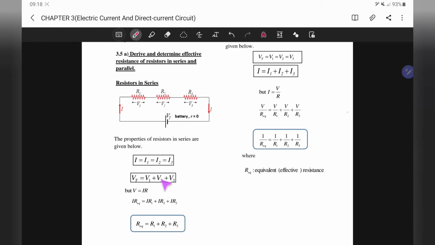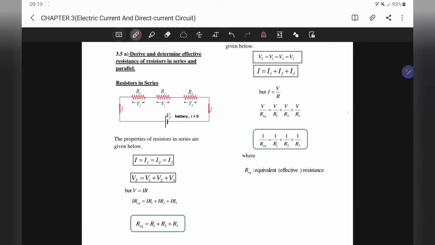From this we know that V total equals I total R total, or R equivalent. So remember, V1 is I1 R1, V2 is I2 R2, and V3 is I3 R3. But remember, I1, I2 and I3 are equal to each other. We take it as I, which is I total, isn't it? So substitute here and you will get this equation. I total, I total, I total, I total cancel each other, giving you R total, or R equivalent, equals R1 plus R2 plus R3.